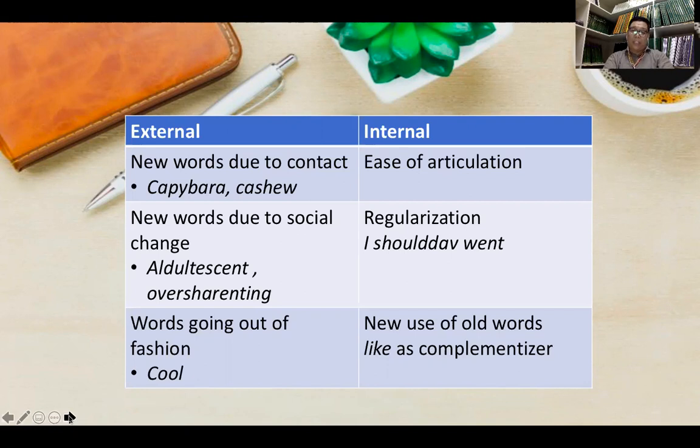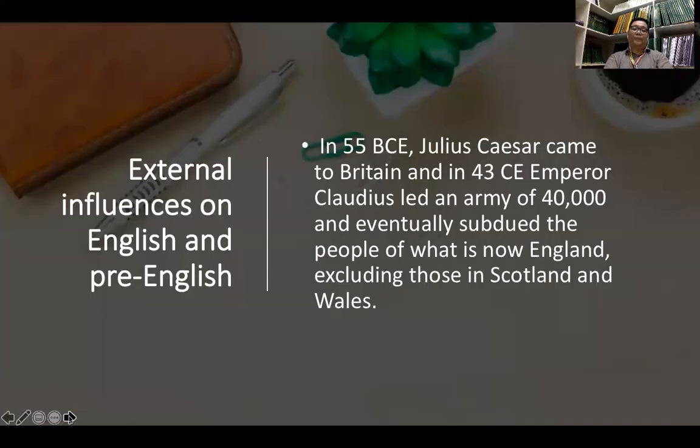And then for internal changes, these changes happen because of people's want for ease of articulation. So they use contractions. Okay? So they regularize as well, such as by saying, I should have went, instead of saying, I should have gone. And then there was also new use of old words, such as the use of the word like as a complementizer.